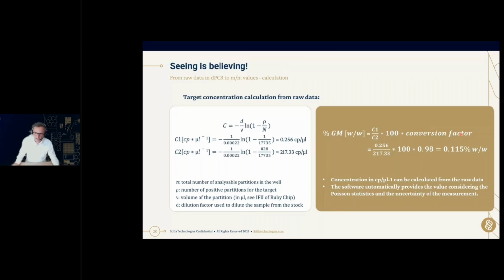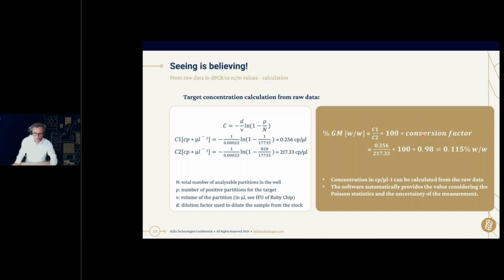And by that, we end up, for example, so this is just a nonsense example, with 0.115% weight per weight of the GM. That's it. So it's just this simple calculation needed to get from copies per microliter to weight per weight.